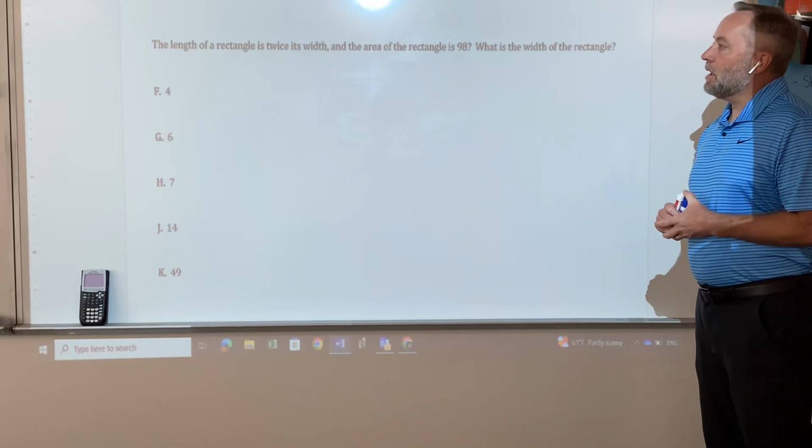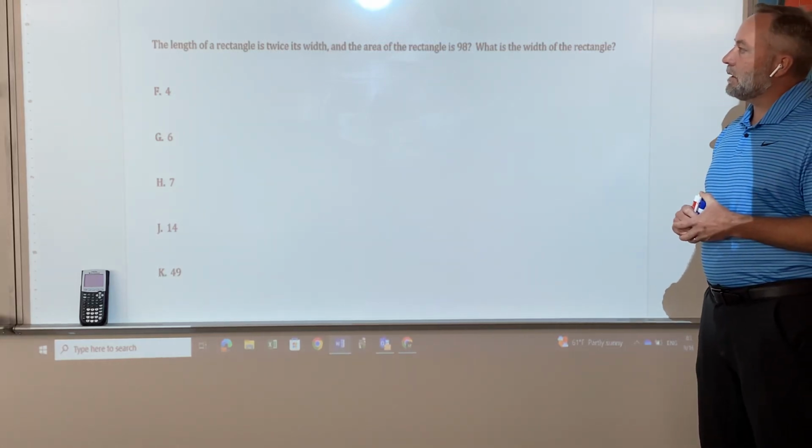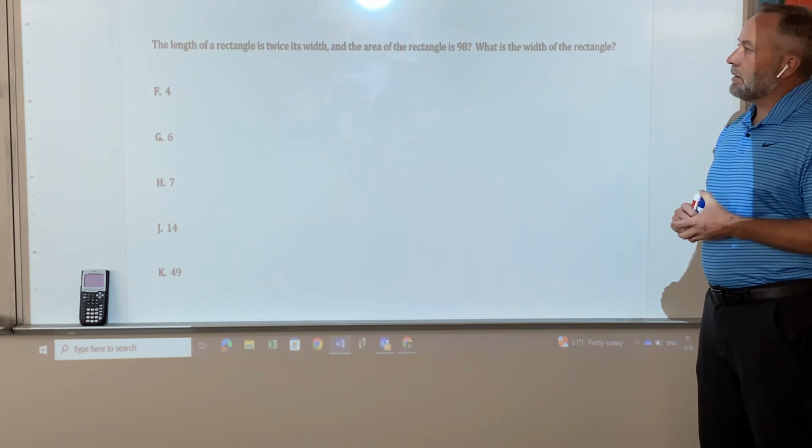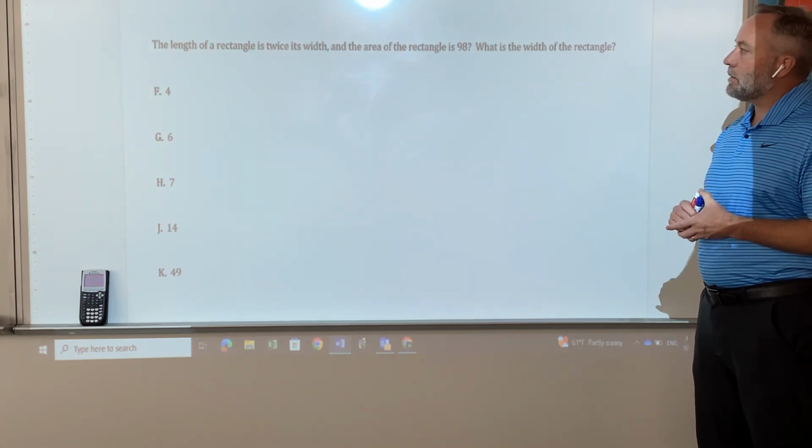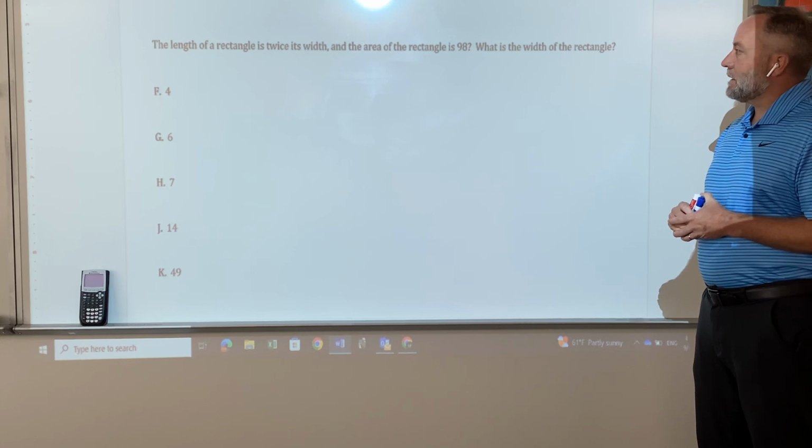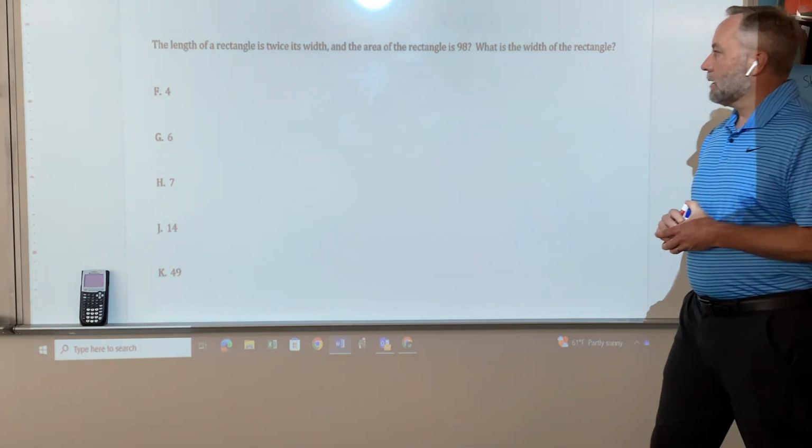This question combines our knowledge of two-dimensional geometry with a little bit of algebra. So let's check it out. The length of a rectangle is twice its width, and the area of the rectangle is 98. What is the width of the rectangle?